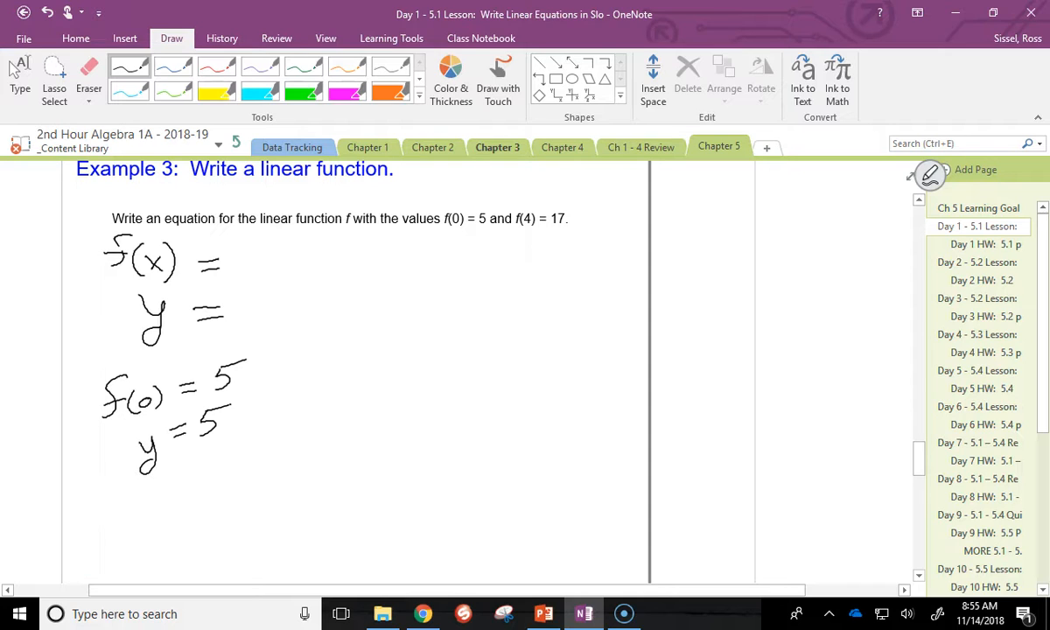Why do we have f of x? Because those are how we can identify different points or different lines. We have to have names for things. So what I can do is this actually gives us 2 coordinate points. When it says f of 0 equals 5, I have my coordinates.